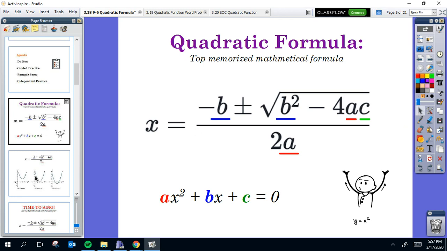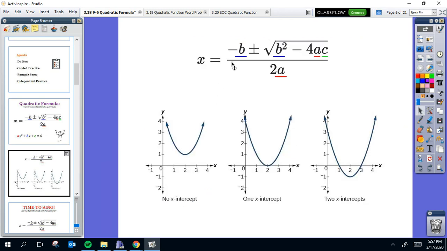And just as a reminder, when we're solving for our x values, that is our solution. So what that means is how many times it crosses the x-axis. So it could be one value, it could be two values, or it could be no values.